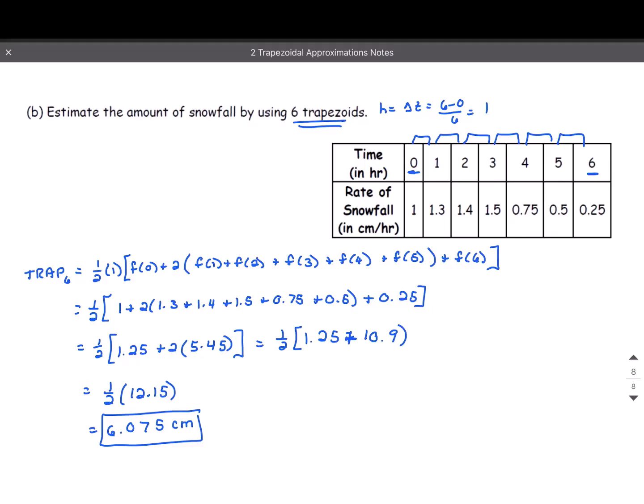All right, guys. We're going to stop here. That's another way to find area under a curve.